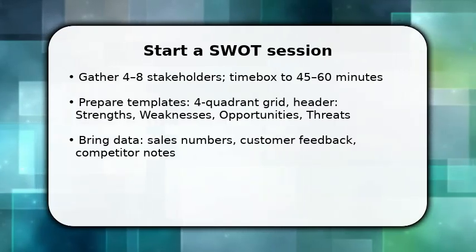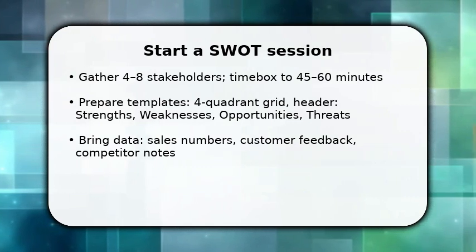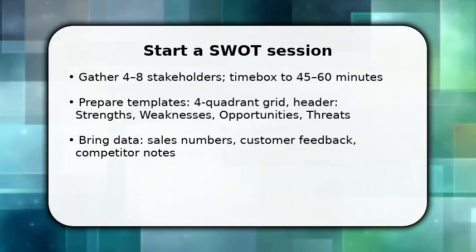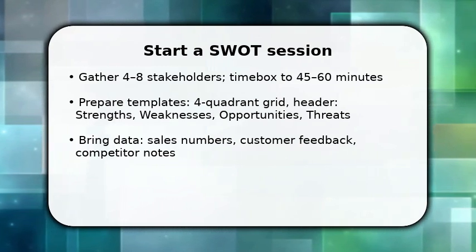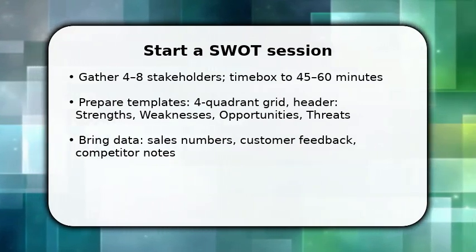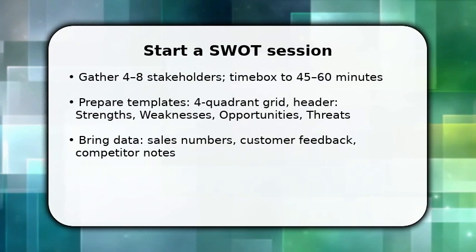You start by assembling the core team and setting a strict timer so the session generates focused output. Once people are present, draw the 4-quadrant grid and label each box. Make sure everyone sees the same frame.